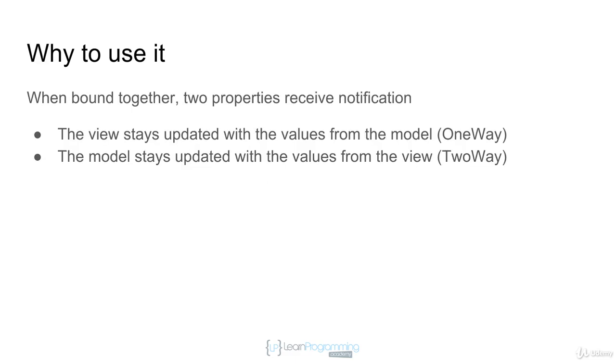Let's talk about why to use the INotifyPropertyChanged. And there are two main reasons why we want to do this. And that is that when bound together, two properties will stay updated when either one changes. For example, the view can stay updated when values from the model, from the source, change. And this can happen both in one-way and two-way scenarios.